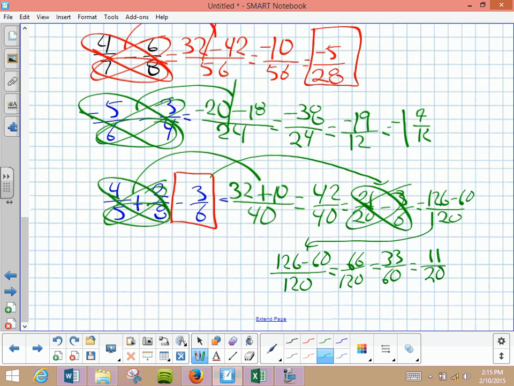So my final answer. And it looks like a lot of work, and it is a lot of work. I bet if you put that in the calculator the way it is, put in parentheses, like 4 divided by 5 plus 3 divided by 2 divided by 8 minus 3 divided by 6, and press enter, you get the same answer. Why don't you try it?